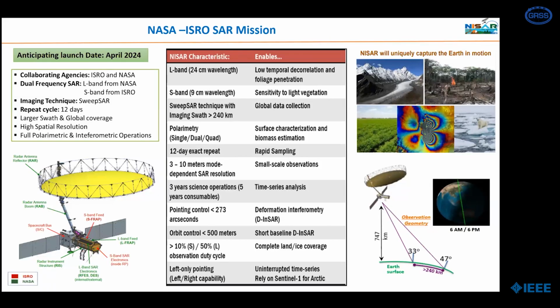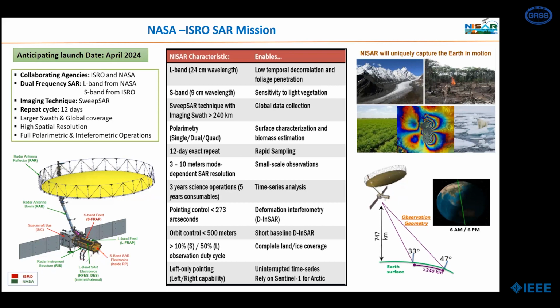Why have we chosen the L and S band? The main objective of NISAR is to study ecosystems, solid earth, basically those kinds of things, where L band has good penetrating capabilities, low temporal decorrelation, and also foliage penetration. And S band is sensitive to light vegetation. Even though these two bands are near each other, because of their different penetrating capabilities, we can use both the L and S data and derive good science out of it.